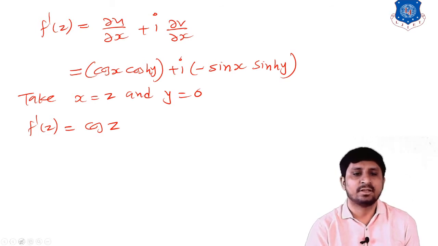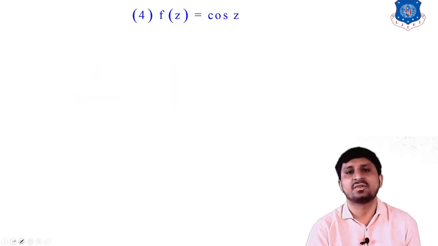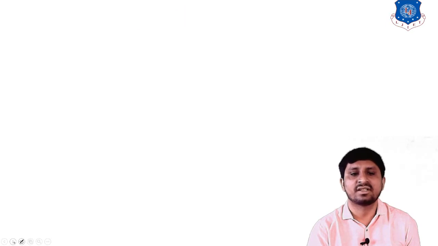Now the next examples, some of which you can easily find out, so here I will not solve all of them. F of z equal to cos z: similarly to sin z, you can find out this example.